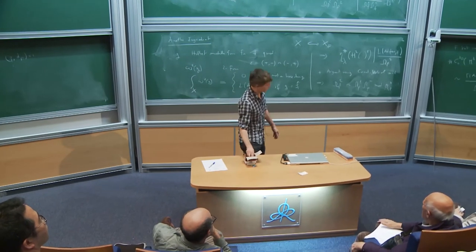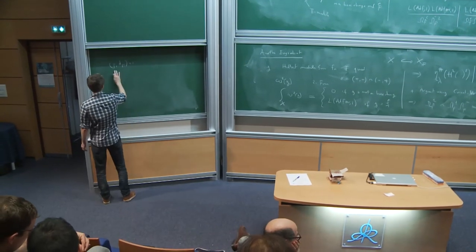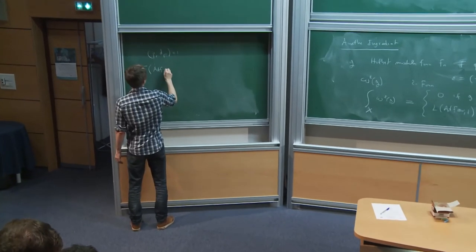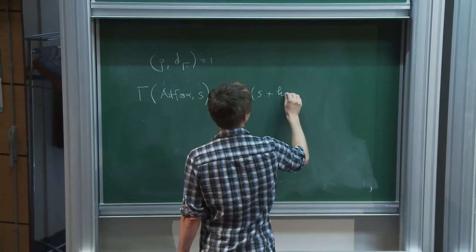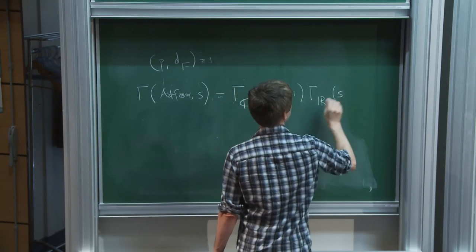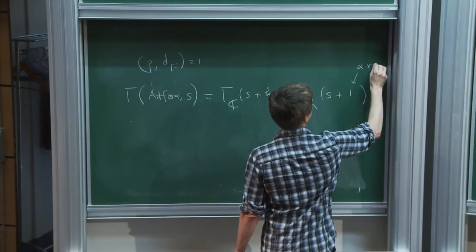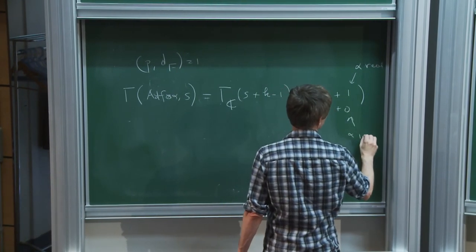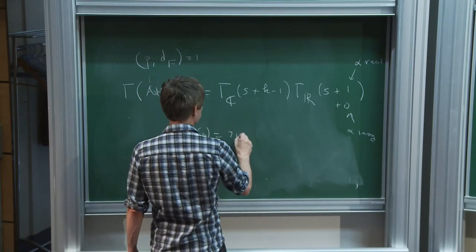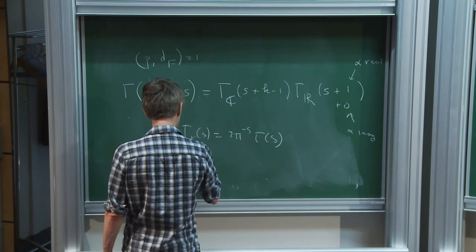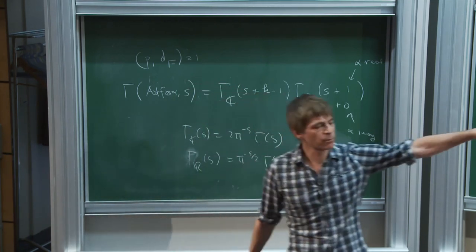So each time that you have a motif and you look at the odd number, you can define gamma factors. In that case, the gamma factor of ad f twisted by alpha at s is gamma c of s plus k minus 1 times gamma r of s, plus 1 if alpha is real, and plus zero otherwise. It's a product of ordinary gamma. Yes. And the gamma c is just 2 pi to the minus s gamma s, and gamma r is pi to the minus s over 2 gamma s over 2. So basically, you have some power of pi.